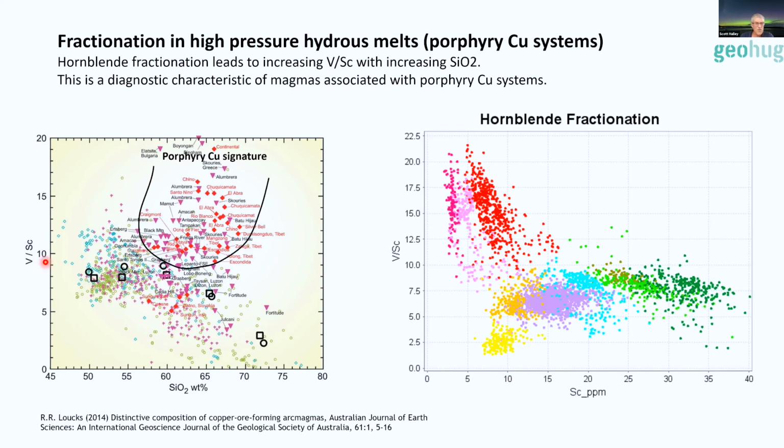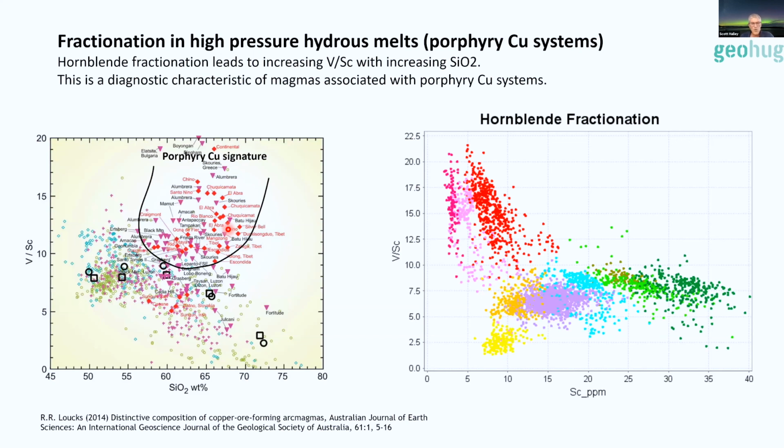So Bob was the first guy, I think, who really recognised the increasing vanadium-scandium ratio in porphyry copper melts with fractionation. You can see here he's got some barren magma systems. So these are things that are fractionating magnetite, but these are things that are fractionating hornblende predominantly. And this is the field of all the big porphyry copper systems in the world.